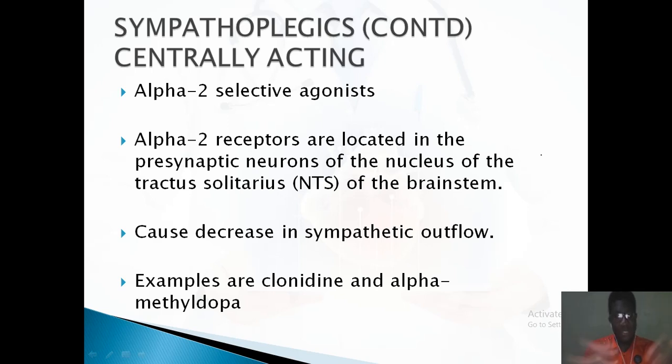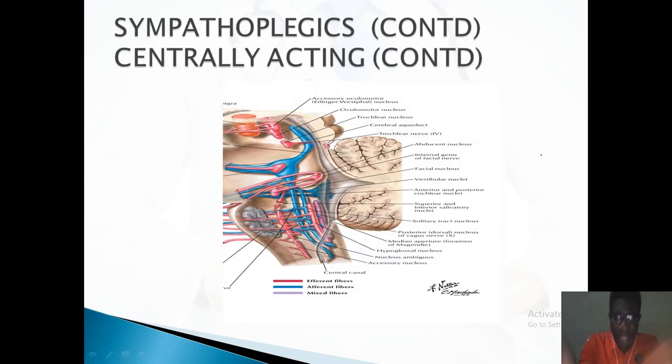So I say again, alpha-2 receptors are located in the presynaptic neurons of the nucleus of the tractus solitarius of the brainstem. Very, very important for MCQ purposes. So they cause a decrease in sympathetic outflow. Two major examples that you must know are clonidine and methyldopa, alpha-methyldopa. Here we can see the solitary tract nucleus, located in the brainstem. Okay, so let's move on.